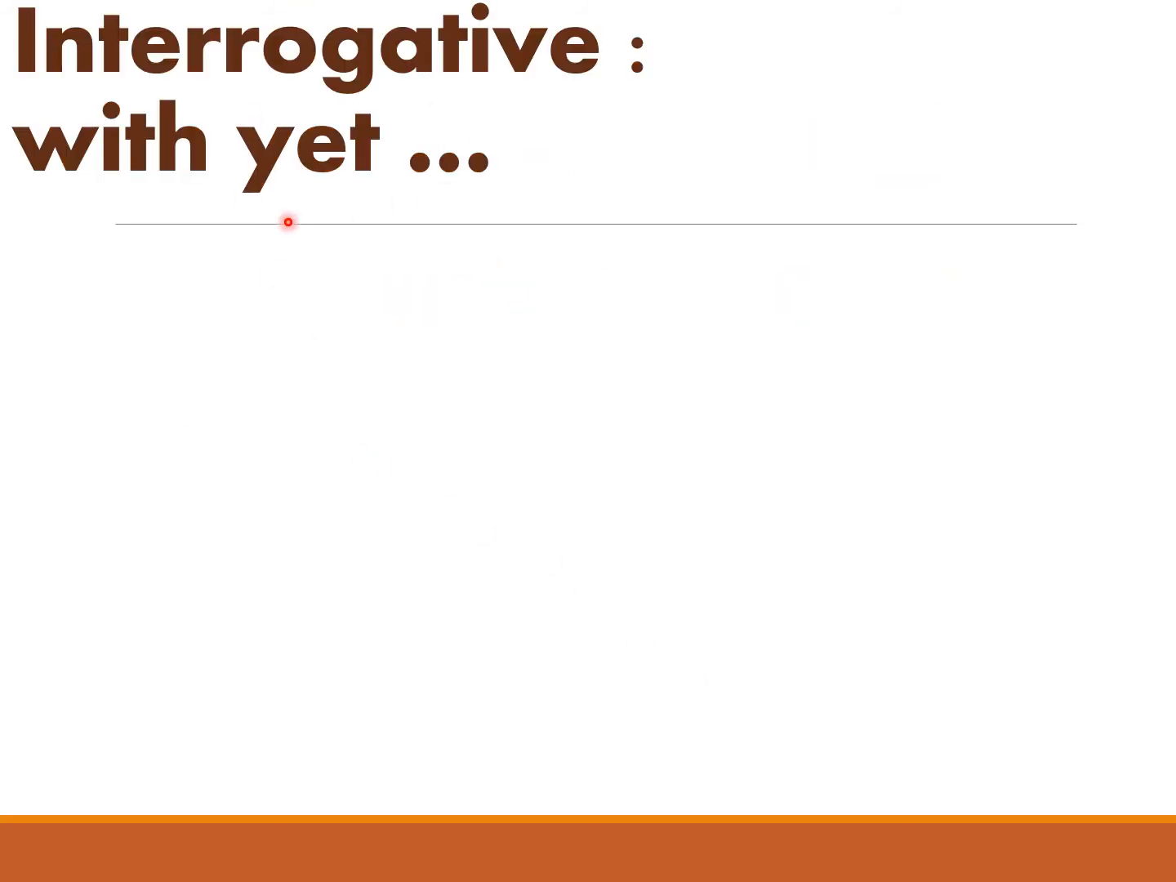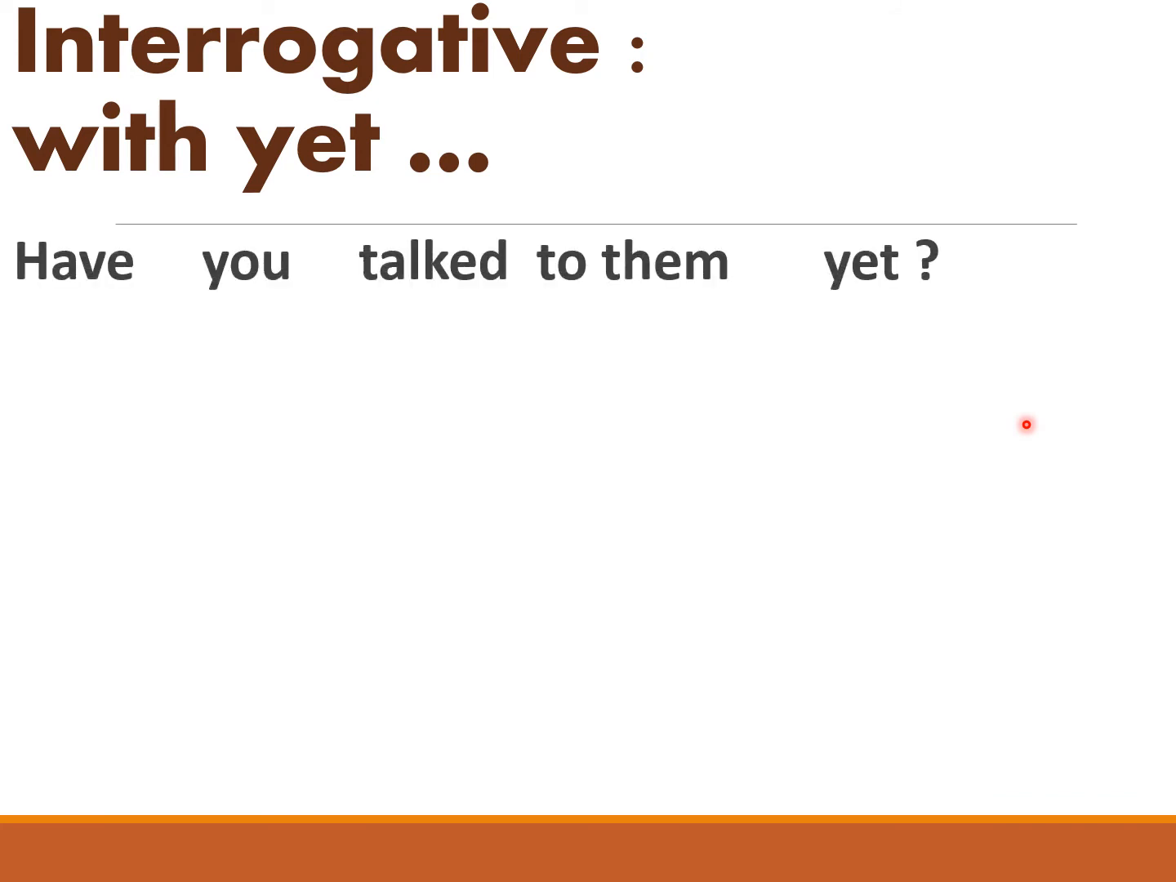Also, yet comes with questions. If we want to make questions in present perfect, we use yet. As we see in this example, have you talked to them yet? This is a question. If we want to make a question, we have to start with the helping verb, have. This is the subject, then verb past participle and complement with the keyword yet.